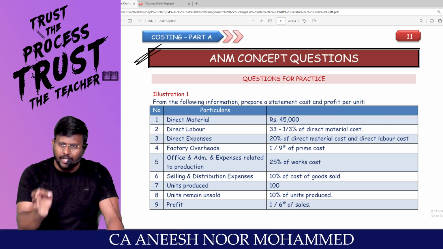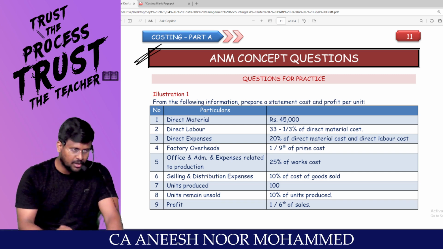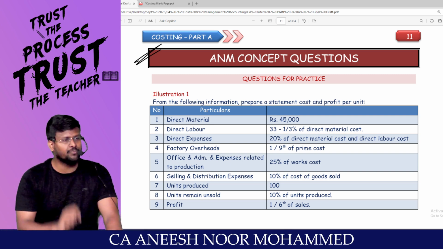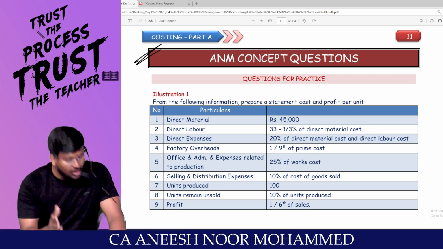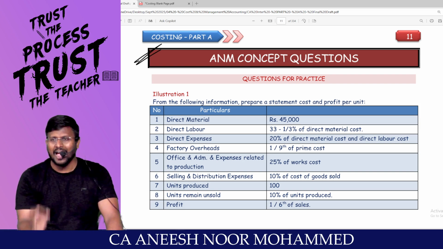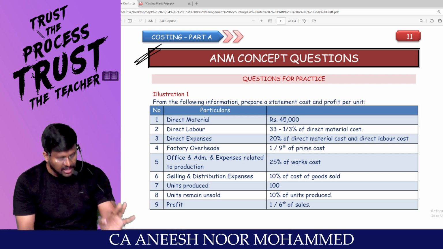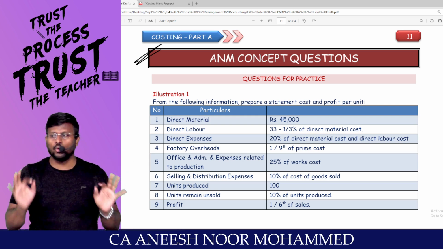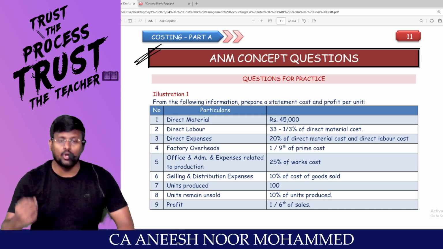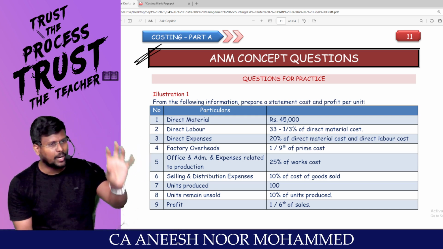Add opening stock of finished goods, cost of goods available for sale minus closing stock of finished goods, you will get the cost of goods sold. Add general administration overhead, add selling and distribution overhead, cost of sales, add profit, you will get the sales. Comfortable?